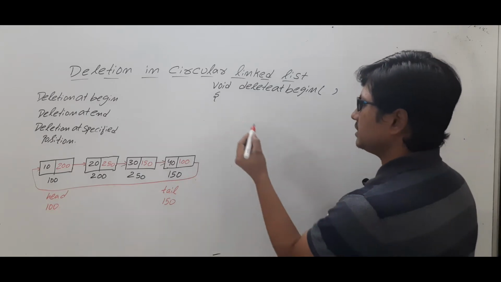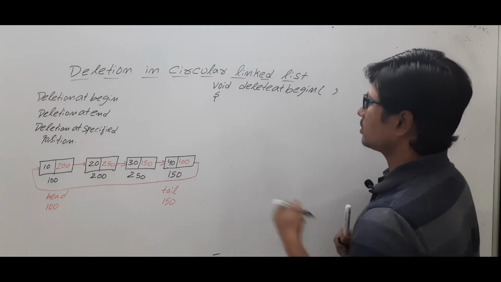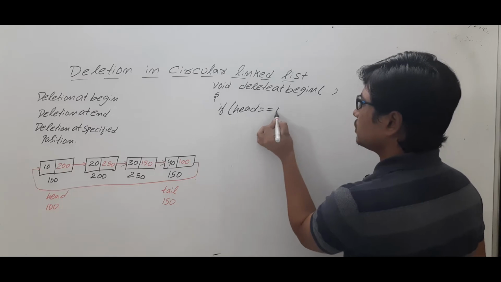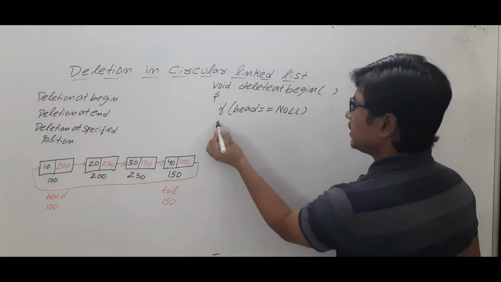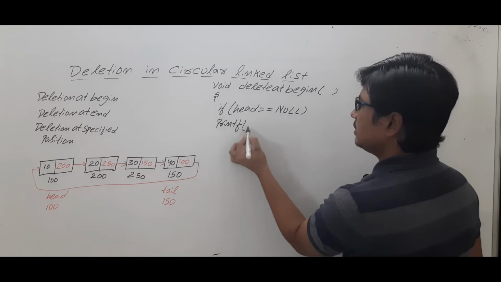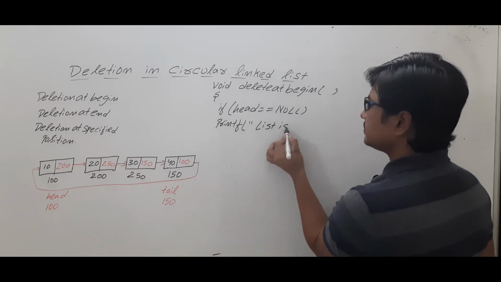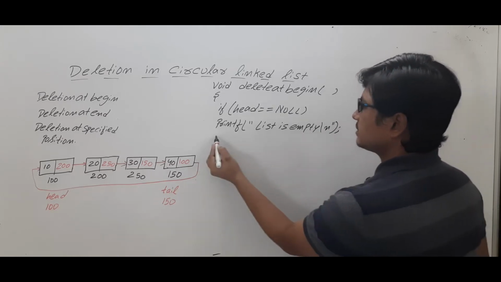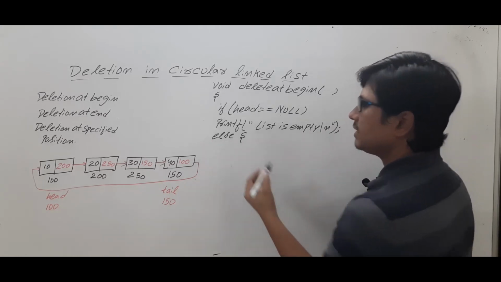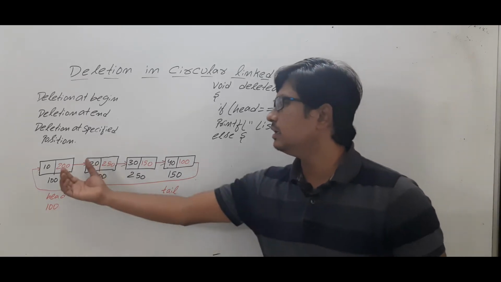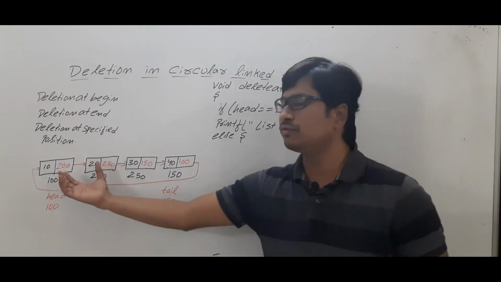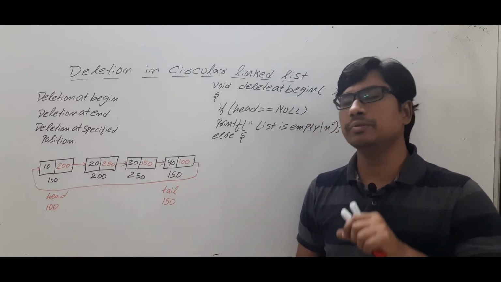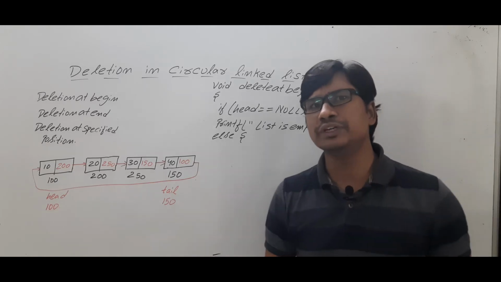So, how we will do it is: if head is equal to null, then you can printf list is empty. Else, if the list is not empty, meaning some elements are there in the linked list, or I can say that some number of nodes are there in the circular linked list, then how can we delete a node from the beginning? Now let me discuss what steps we need to follow.